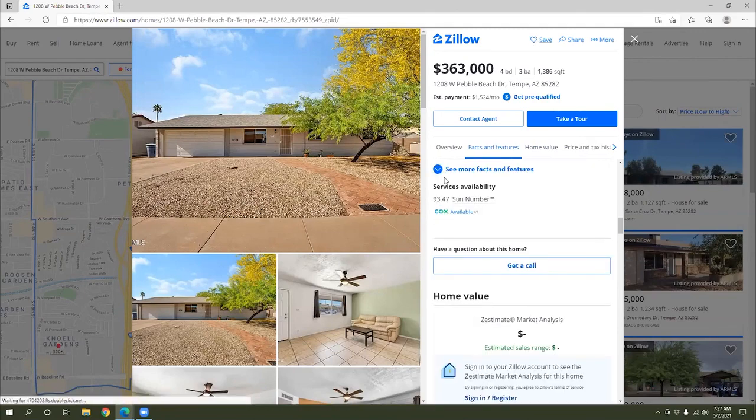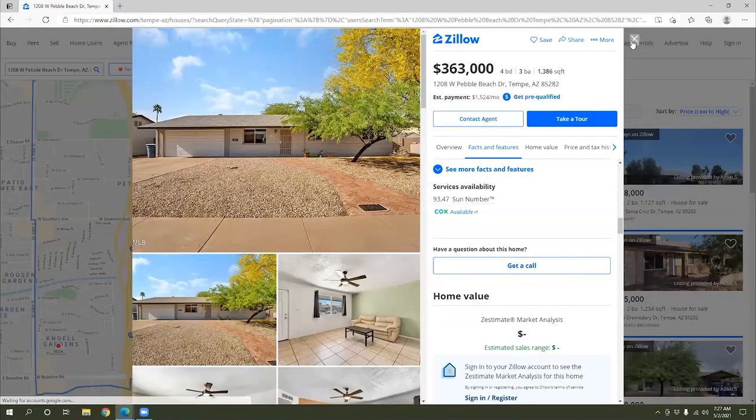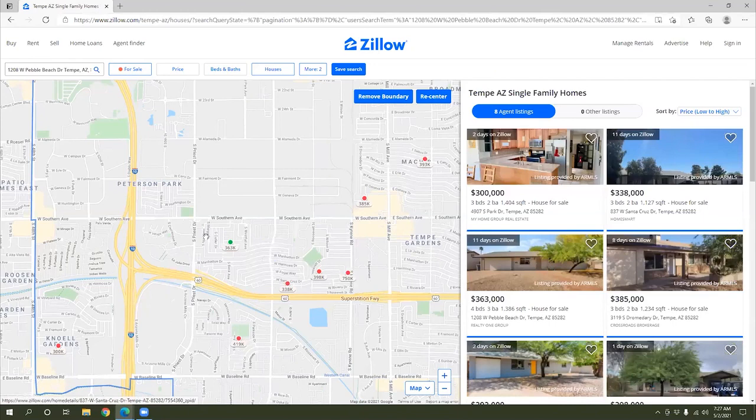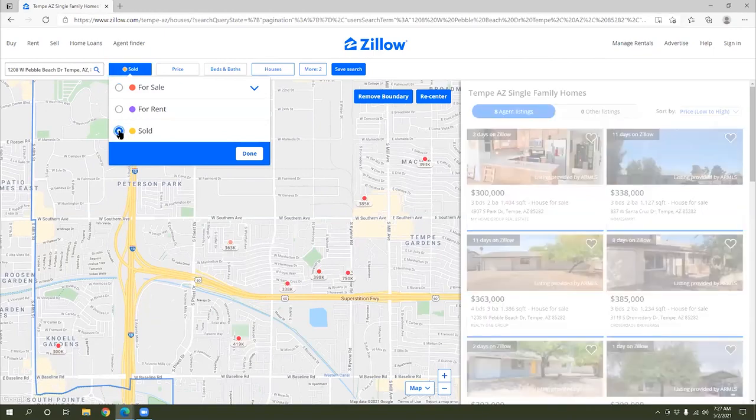All right. Well, we're not going to save that because I'm not logged in, but let's see. Pebble Beach. All right, so it's this green dot. It's typically going to be in the middle of your screen. Since we're looking for comparable or sold properties, we want to change this up here from the red dot to the yellow dot. Sold.